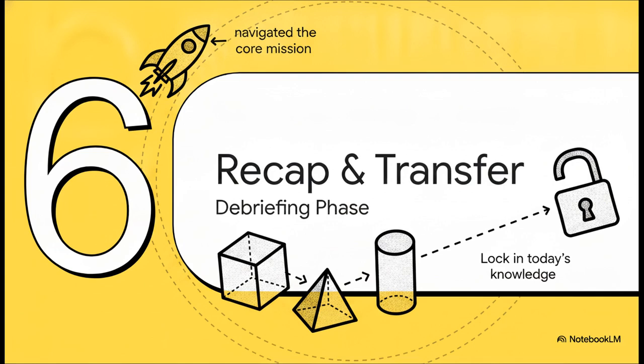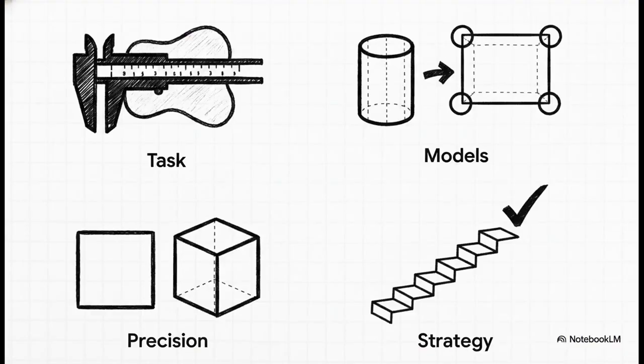And finally, Section 6, recap and transfer question. We've successfully navigated the core mission, so let's debrief and lock in what we learned today. Here's your rapid-fire recap of what we've mastered in this explainer. The task. We learned to treat geometry as a true design challenge with explicit constraints and assumptions. The models. We successfully applied the formulas for cylinder volume and surface area to map a real-world object. The precision. We know the absolute necessity of distinguishing between square units for surface material and cubic units for interior space. And the strategy. We used a structured 6-step method to not just solve the math, but to verify and communicate it like absolute professionals.